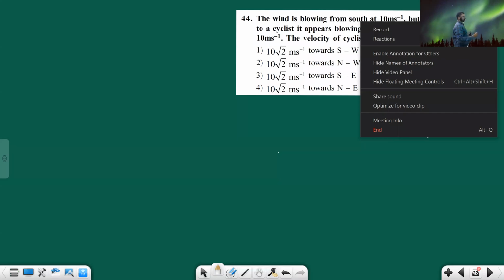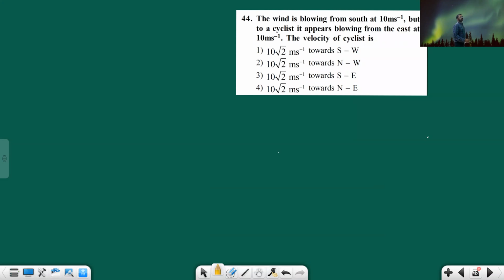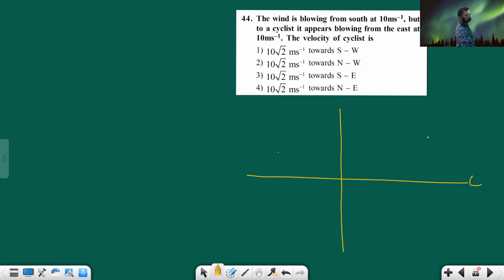Read this question. The wind is blowing from south at 10 meters per second, but to a cyclist it appears blowing from the east at 10 meters per second. The velocity of cyclist is?